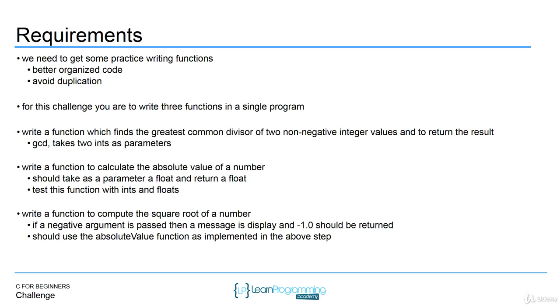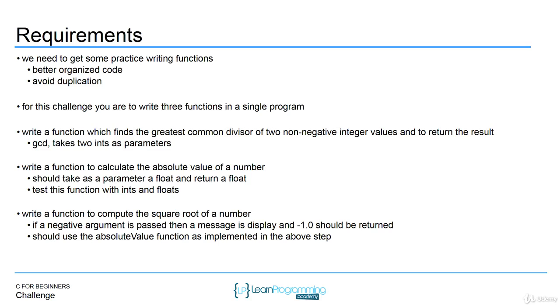The third function that you're going to write is going to compute the square root of a number. Don't use any helper or any standard library functions. Do the square root with an algorithm that you create. I also want you to check the parameters passed to this function. If the values passed to the function are negative, I want you to display a message and return a -1.